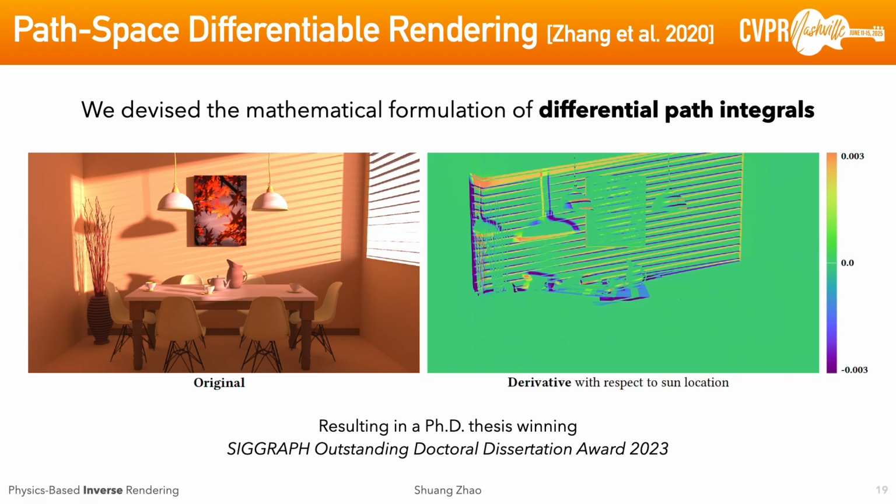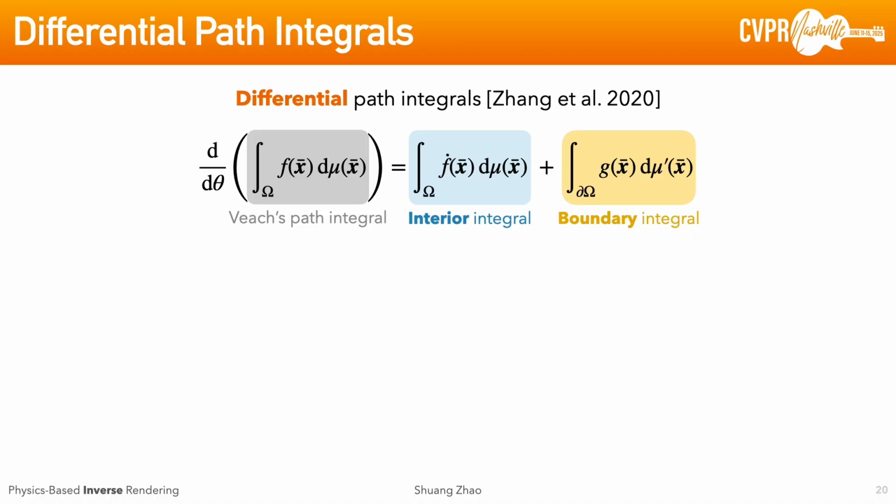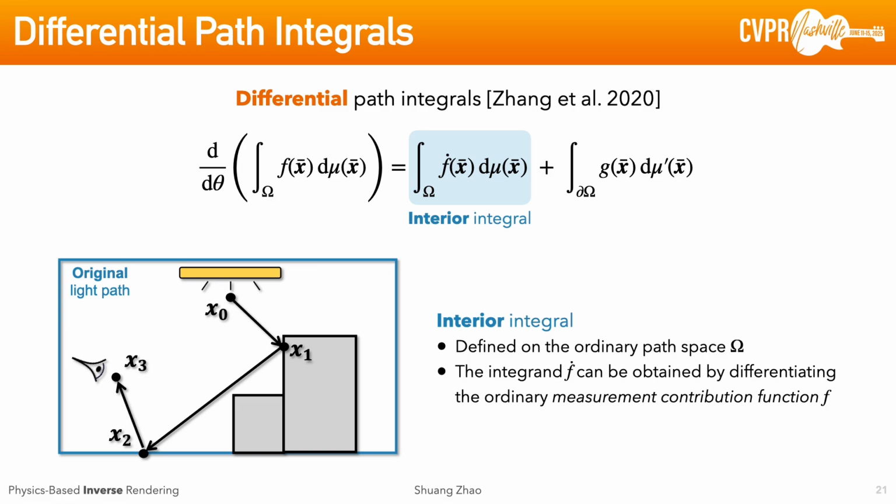It's a very technical thing, so I'm just going to give a very high-level overview of how it looks. It basically states that if we differentiate a forward rendering path integral, a high-dimensional integral over all paths connecting a light source and a camera, the derivative also involves an interior term and a boundary term, where the interior term is again obtainable using autodiff. You just take the forward algorithm and autodiff the integrand to get the interior term.